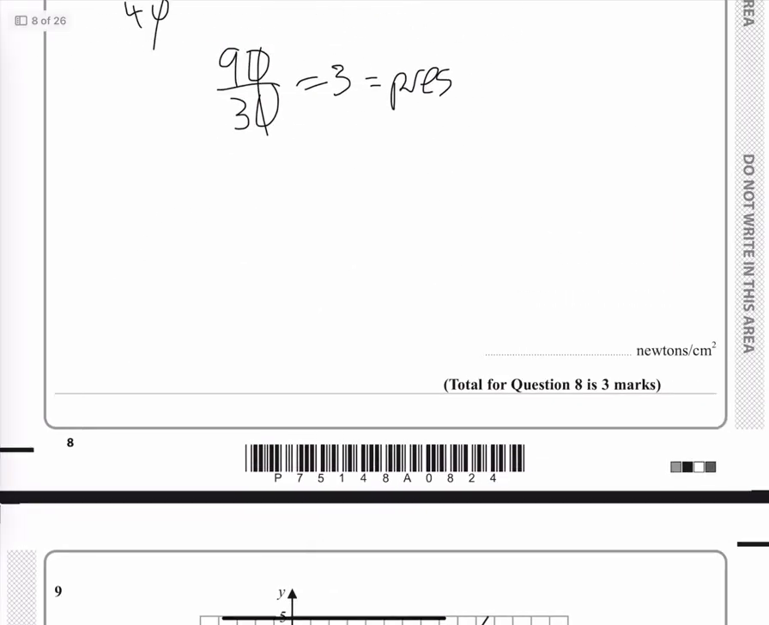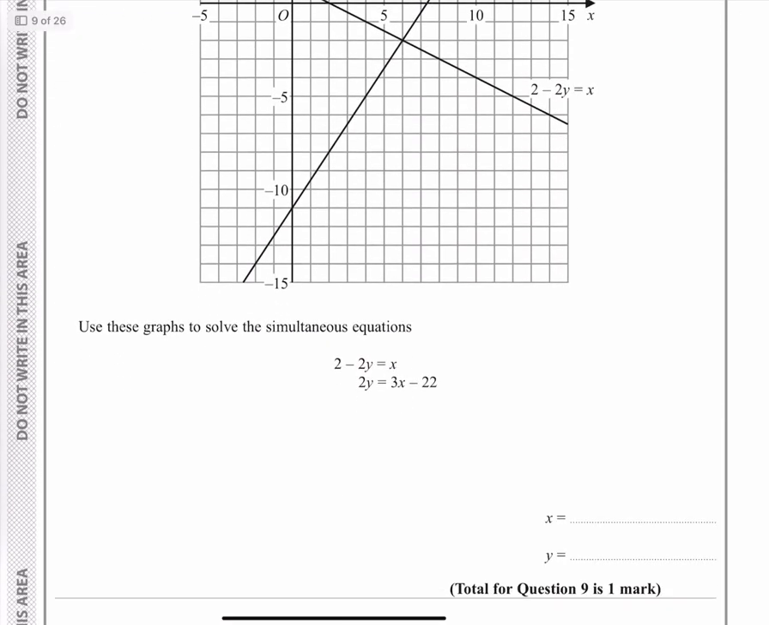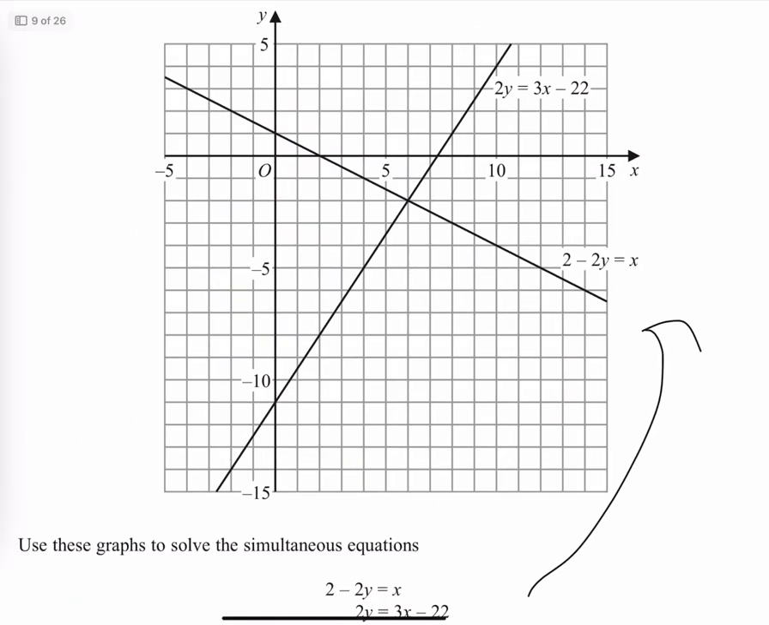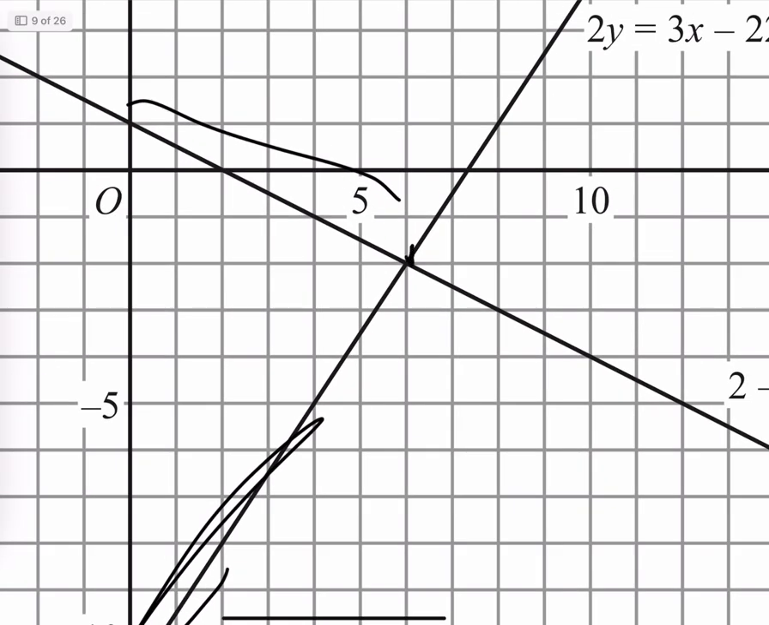Move on. Use these graphs. Okay, well, they've given us them, so it's when they cross, because both need to be true at once. At this point on the line, this line works, but that line isn't true. So where do they cross? Well, when x is 6 and y is -2.